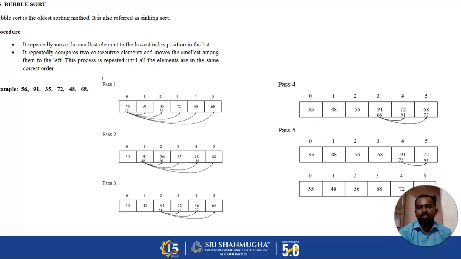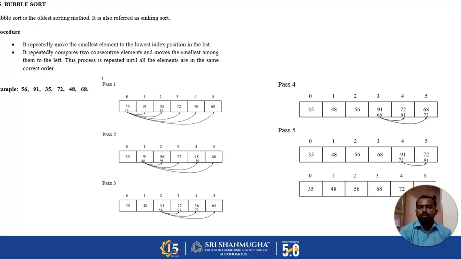Okay, the given example: 56, 91, 35, 72, 48, 68. Pass 1, we have indices 0 to 5. Here we compare the first value to find the minimum value. Okay, 56, compared with the lesser value, which is 35. So we swap with 35. Next we compare 56 to 72, so no changes. Next 56 to 48, no changes. Next 56 to 68, no changes. Next we rearrange the values. 35 at index 2 is replaced to index 0, and the value at index 0 is replaced to index 2.